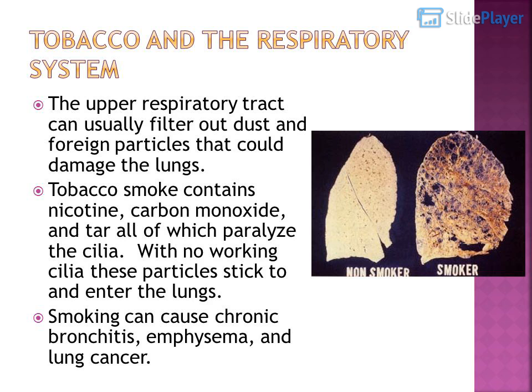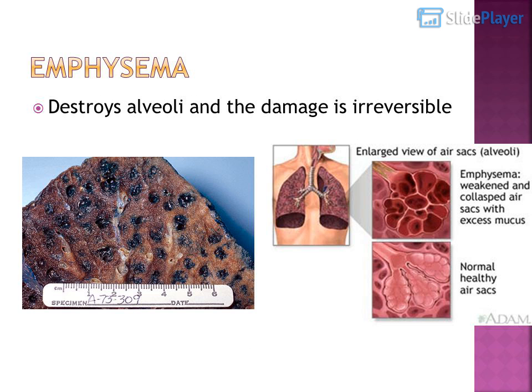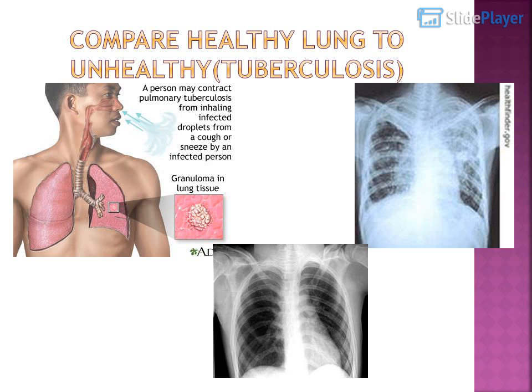Tobacco and the respiratory system. The upper respiratory tract can usually filter out dust and foreign particles that could damage the lungs. Tobacco smoke contains nicotine, carbon monoxide, and tar, all of which paralyze the cilia. With no working cilia, these particles stick to and enter the lungs. Smoking can cause chronic bronchitis, emphysema, and lung cancer. Emphysema destroys alveoli and the damage is irreversible. Compare healthy lung to unhealthy tuberculosis.